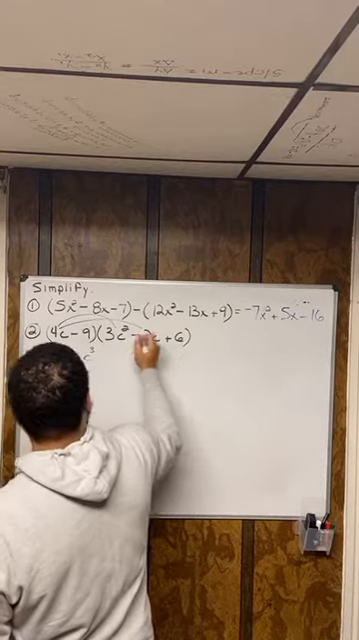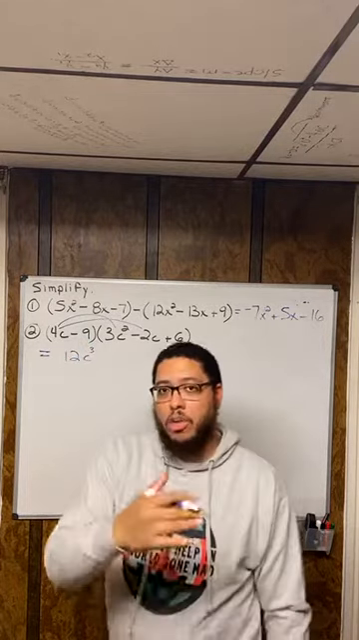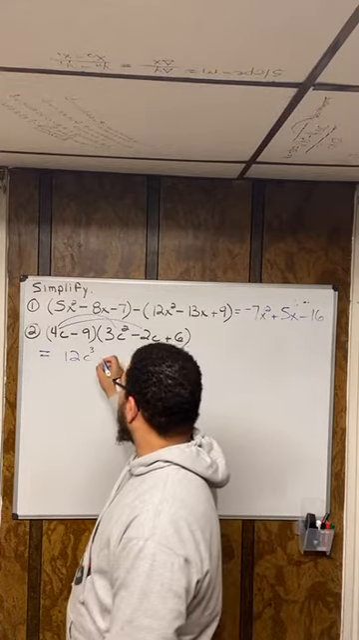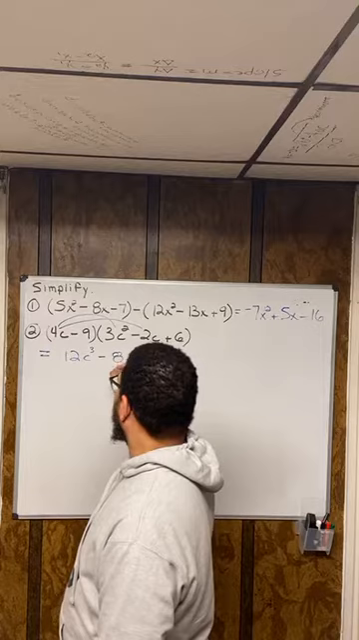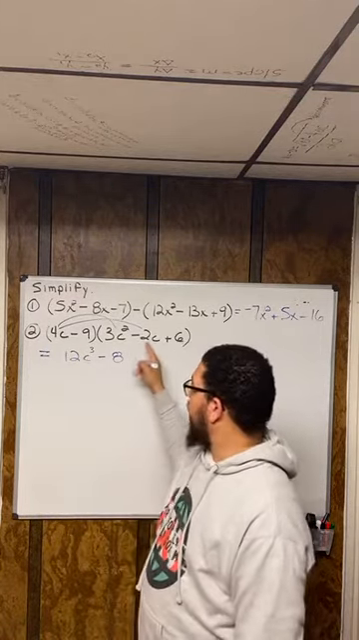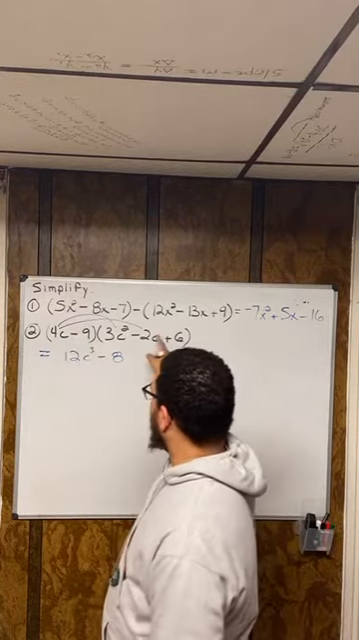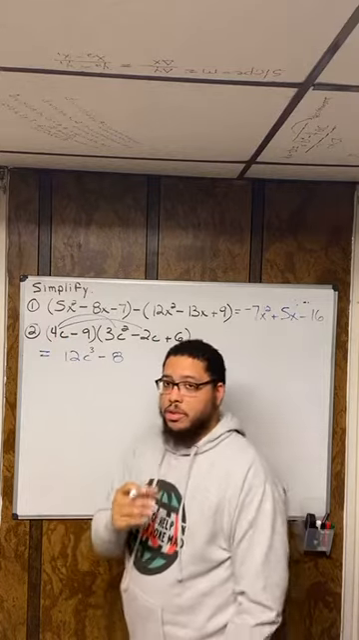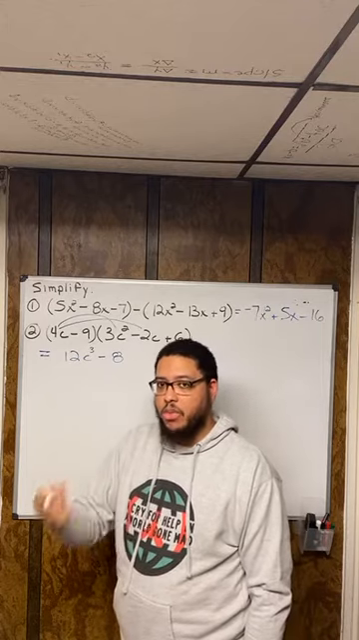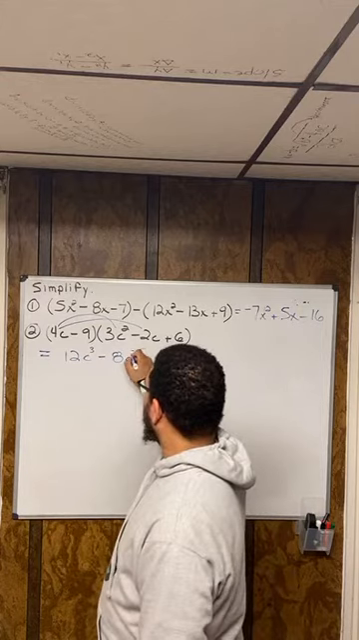4c times negative 2c. Again, we multiply the coefficients. Coefficients are 4 and negative 2. 4 times negative 2 is negative 8. And then we multiply the letters. c times c. Again, we add the exponents. There's no exponent written here, there's no exponent written here, so that means those exponents are understood to be 1s. So you do the simple addition of 1 and 1. So what's 1 plus 1? It's 2. So this should be c squared.